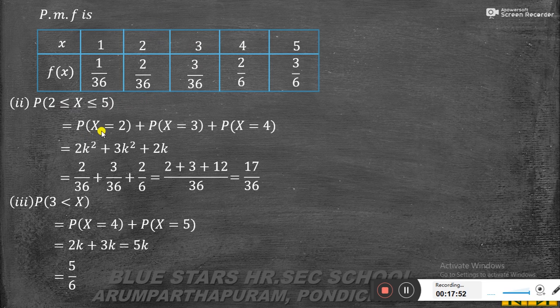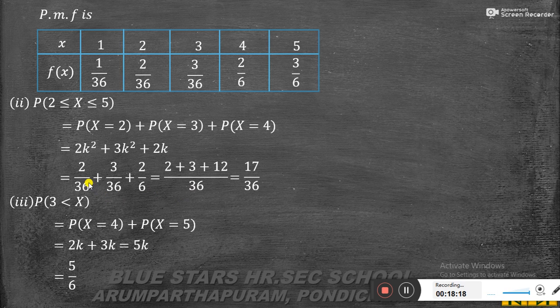So I write it as probability of x equal to 2 plus probability of x equal to 3 plus probability of x equal to 4. Probability of x equal to 2, its value is 2 by 36, we substitute. Probability of x equal to 3 means 3 by 36. Probability of x equal to 4 means 2 by 6. Now I take the LCM, which is 36.